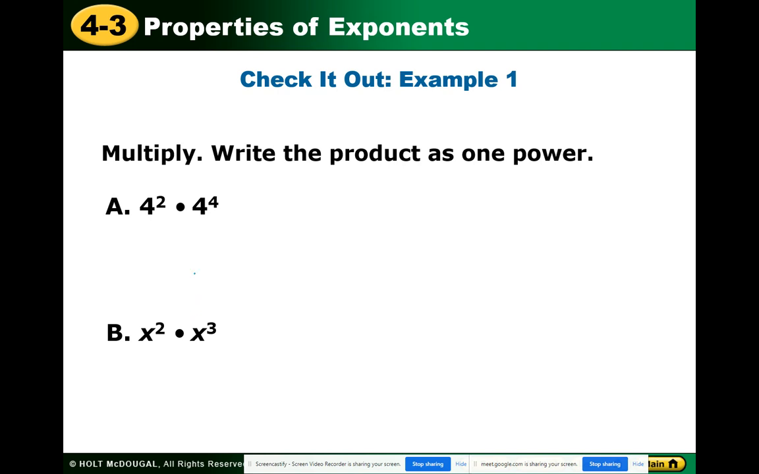All right, Connor and then Summer. Are the bases the same, Connor? So the answer is. So if the bases are the same, what do we do with the exponents, Connor? Okay, so 4 to the 4 to the 6th. All right, very good.